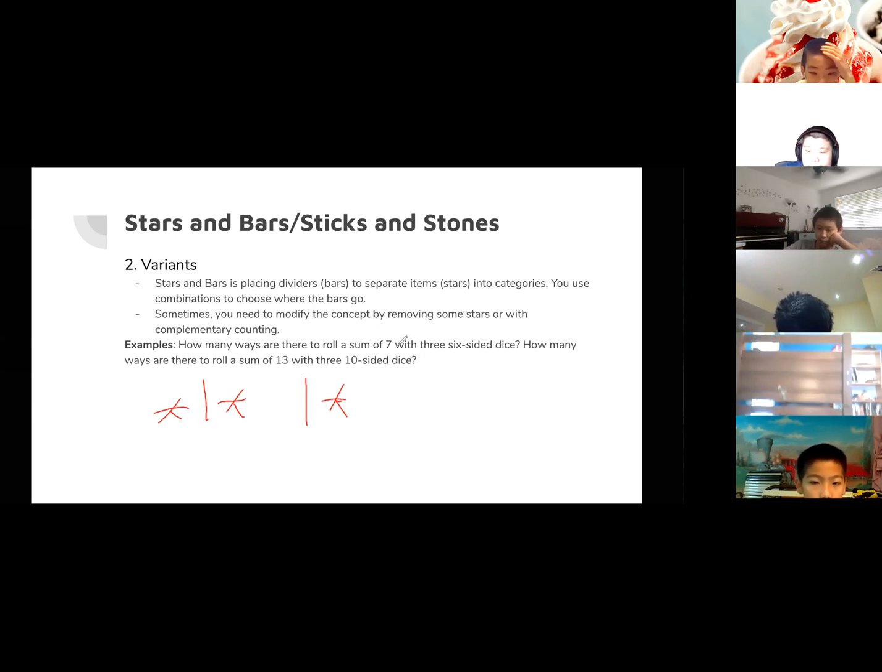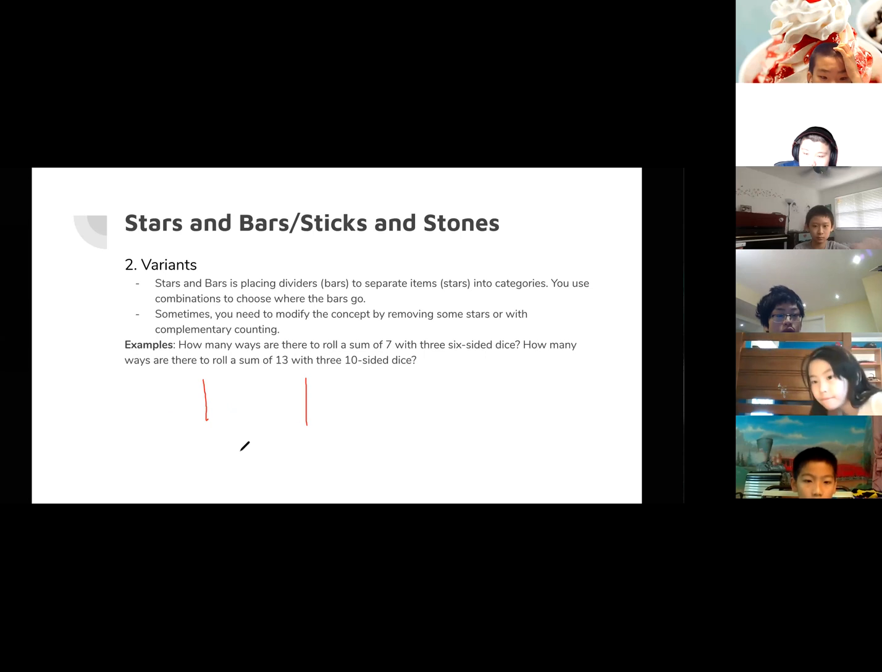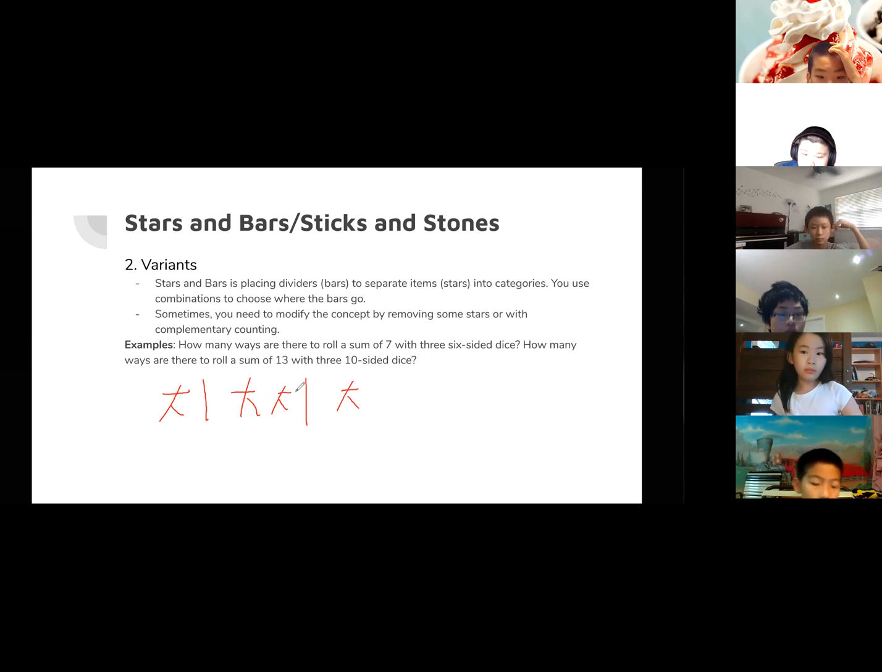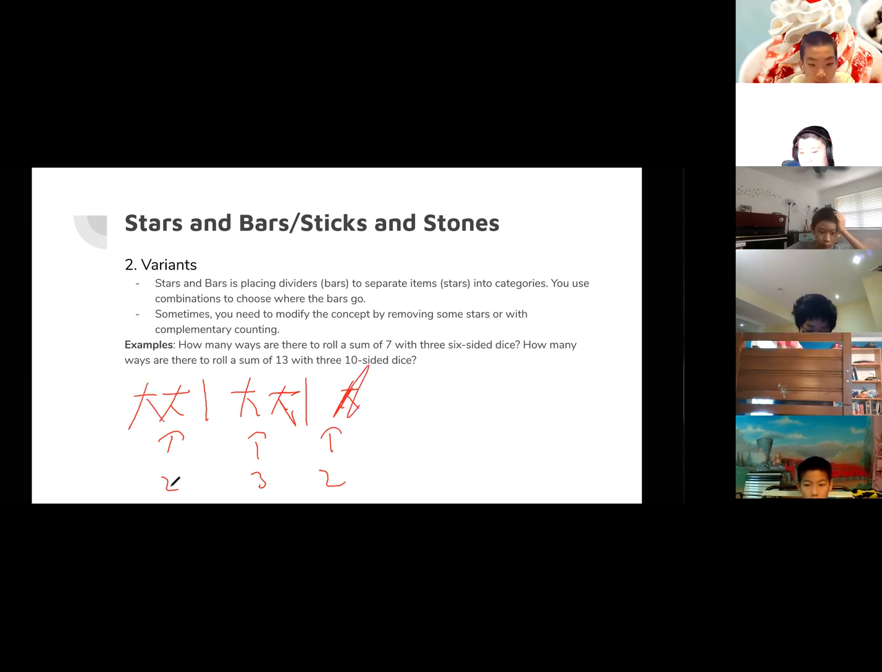So instead of having a roll of 7 with 3 six-sided dice, we're going to want a sum of 4 with dice that go 0, 1, 2, 3, 4, 5. And in that case, it becomes simple, because now it's just stars and bars with 4 stars. So an example is if you have them arranged like this, then the number of stars and bars you have are 4 stars and 2 bars. But the rolls that this would represent are 2, 3, and 2, because you're adding one to each one. Or if your example looked like this, it would be 3, 3, and 1.